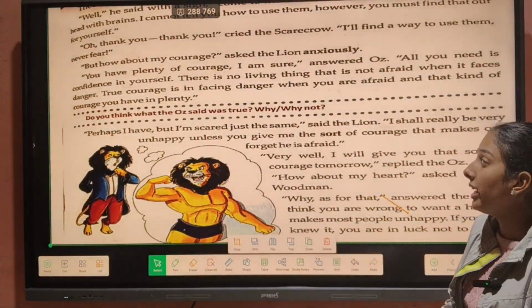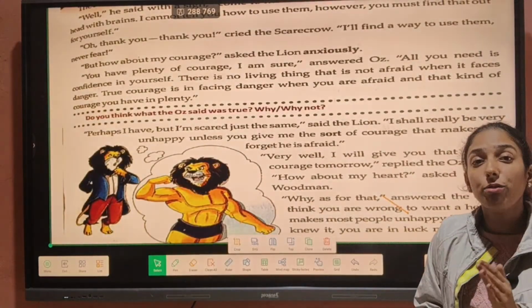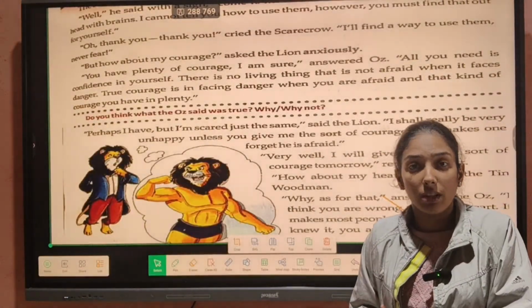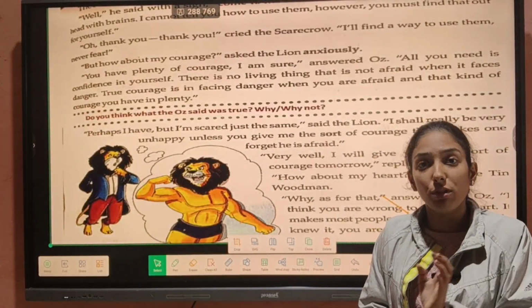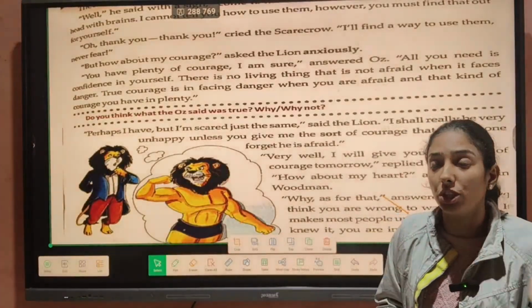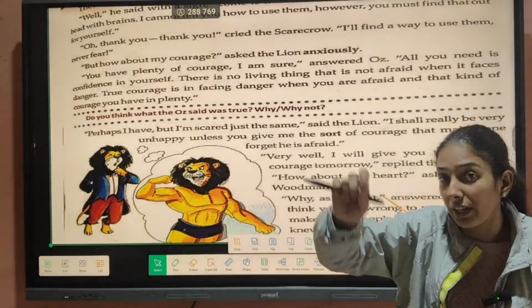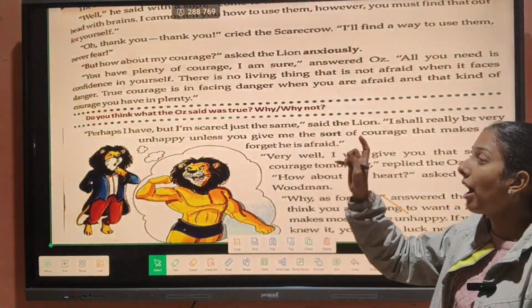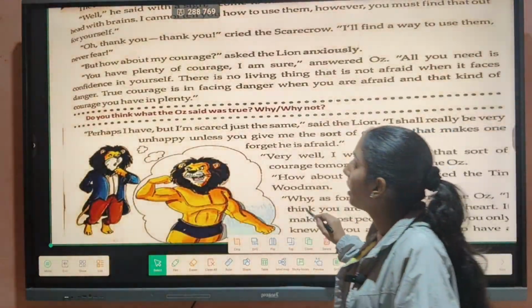Now the Oz is saying that true courage, true bravery is in facing the danger. That danger will be there for sure, and you will fear it, you will get scared of it, but you have to face that situation, you have to face that danger. And that kind of courage, that kind of bravery you are having in plenty, you are having it in a lot of amount. Okay.